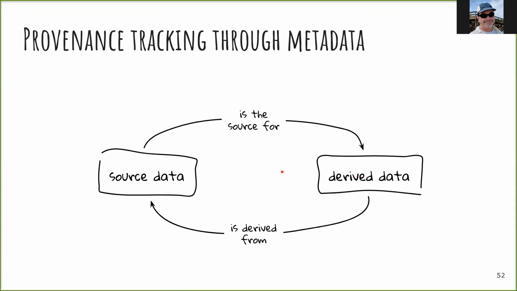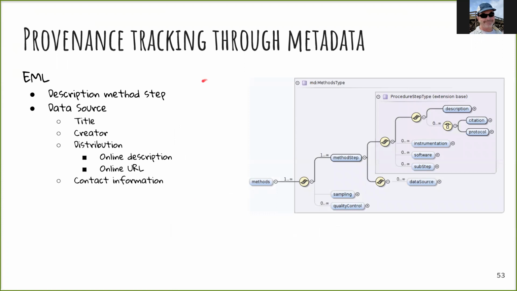Let me just go through here a little bit more. We use the method step in EML for the description of provenance information. In that method step, you have to describe what type of provenance it is. This is all natural language, so there's no machine readable content at this point. You also have to describe the data source with a title, the creator, distribution location, which is basically the online description and the URL to that. And then you also have to provide contact information.